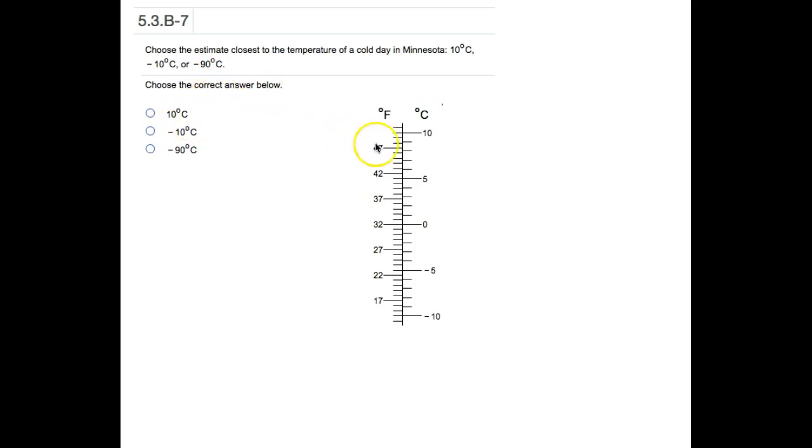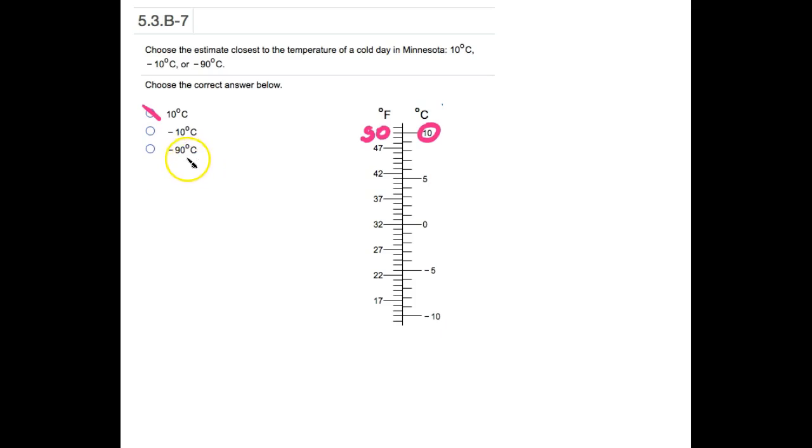So let's take a look at these answers on the scale over here. We see that the right-hand side is for the temperature in degrees Celsius, and the left-hand side is in degrees Fahrenheit. If we find 10 degrees Celsius and match it up with Fahrenheit, that's about 50 degrees Fahrenheit. Would you consider that to be a cold day in Minnesota? Probably not. So we can narrow that down, cross that out.